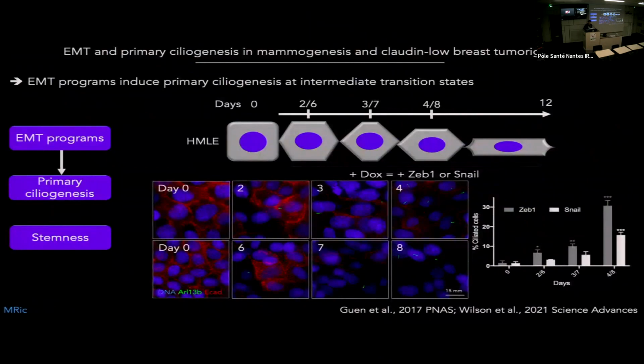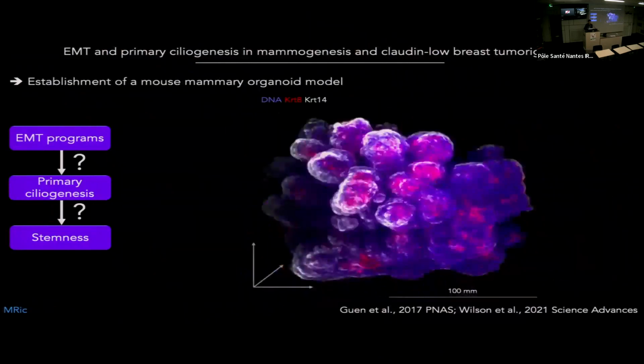Having defined that, it was nice, but then the question was, how do EMT programs promote ciliogenesis, and what is the function of the cilium upon its assembly? Does it control stemness of normal and transformed cells? So to make a long story short, we developed distinct gene expression studies in models of mammary stem cells and cancer stem cells, and we developed 3D culture systems to address our questions, including a mouse mammary organoid model that derives from mouse mammary stem cells.